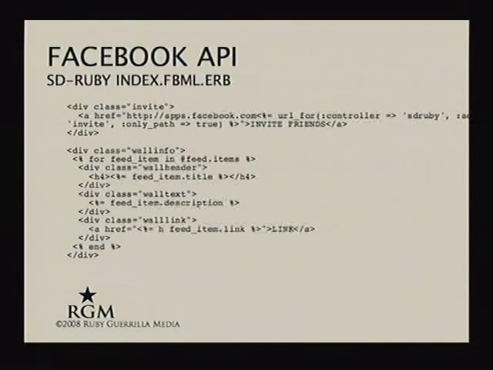There's your basic view with the index. At the top there, I have an invite friends link. And then I'm iterating through the feed items and putting them out. Of course, you're not seeing the CSS. That's not that important.